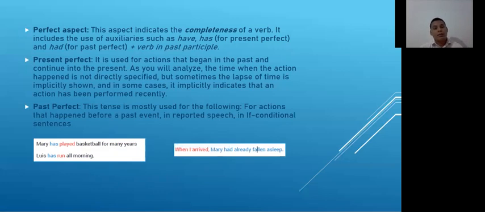When I arrived, Mary had already fallen asleep. In this case, I'm talking about an action that happened before another past event. Because Mary fell asleep before I arrived. So I say, when I arrived, Mary had already fallen asleep. And notice that the verb fall has to be in past participle as well. All right, that's how the structure goes.